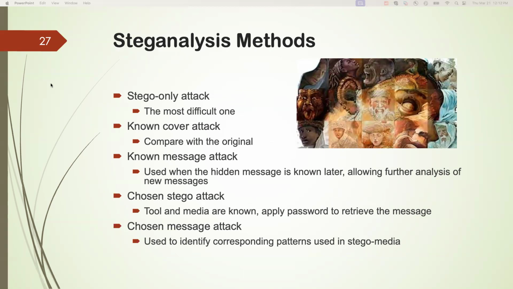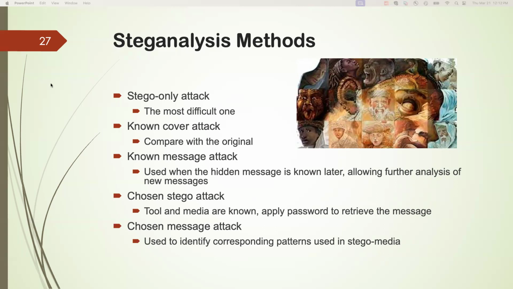So you have the original file, which we call the cover file, and inside that cover file, you can hide a text message, you can hide another image file, you can hide another music file, and so on. There are different types of ways in which the user might have hidden the message or the data. The first of them is the stego only attack.